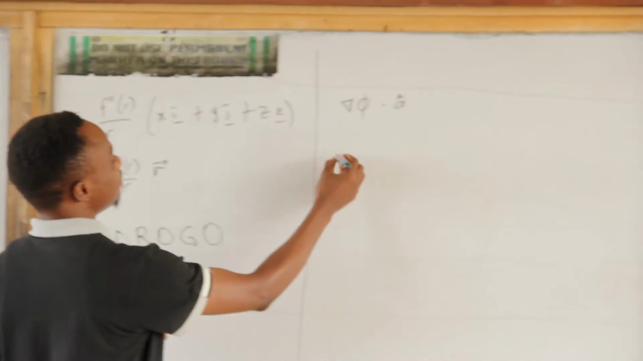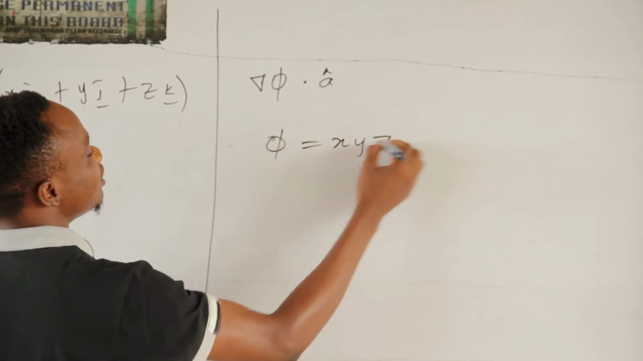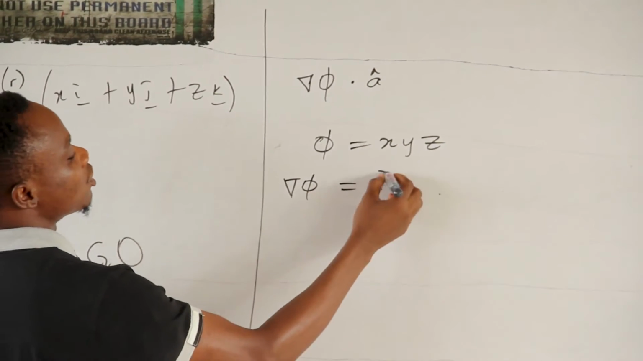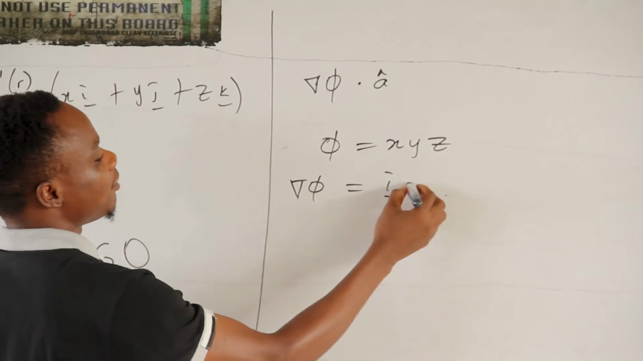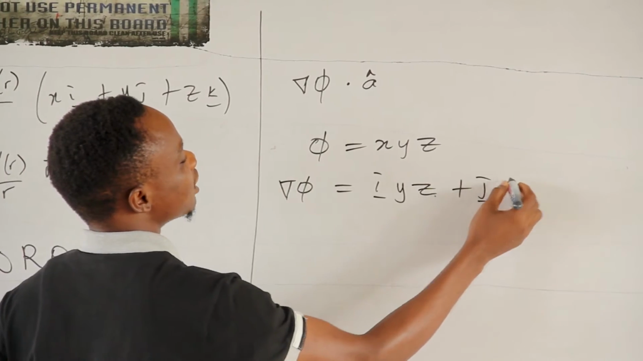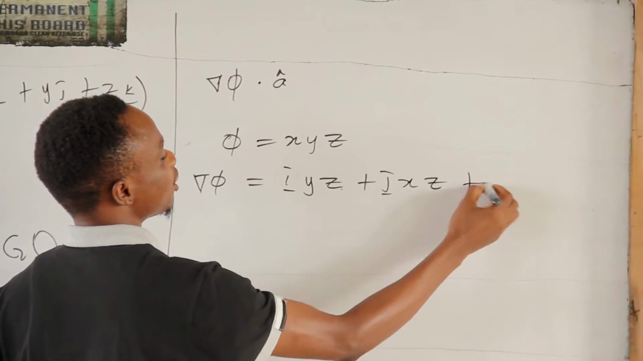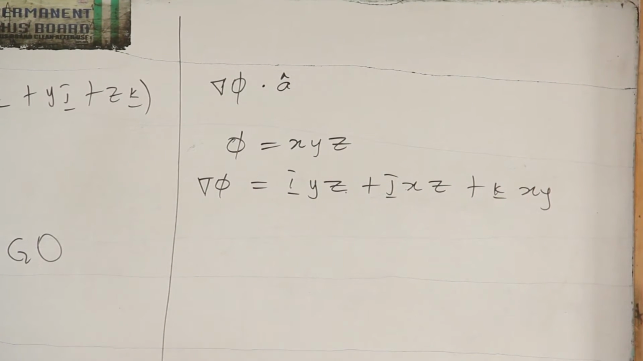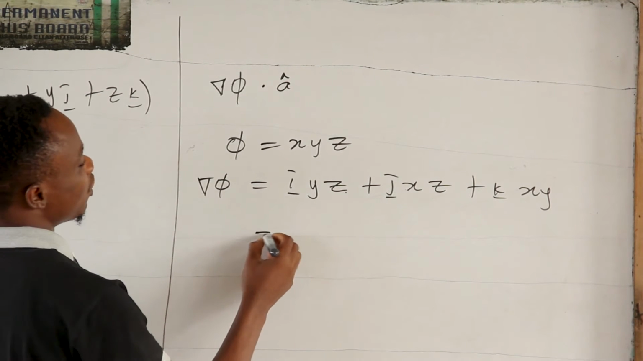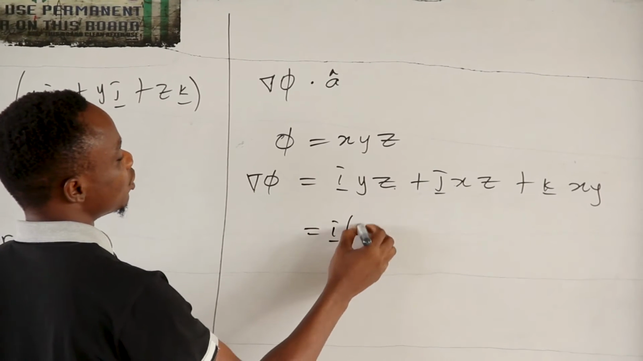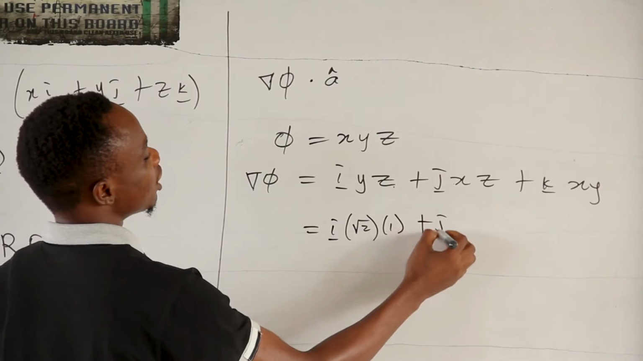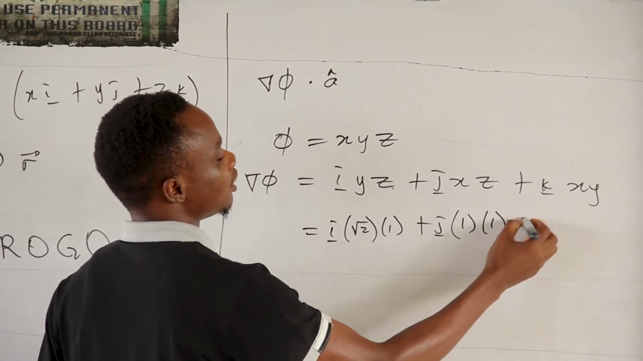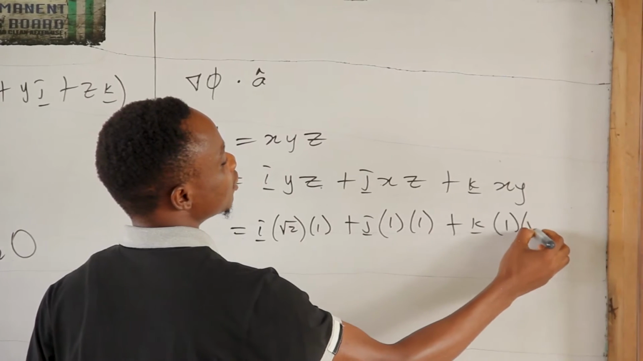Is it clear? Right, so now we are given phi equals xyz. So del phi will be equal to i, when I differentiate with respect to x, I'm going to get yz, plus j, differentiate with respect to y, I'm going to get xz, plus k, differentiate with respect to z, I'm going to get xy. So when I substitute these numbers, 1, root 2, and 1 for x, y, and z respectively, I'm going to get this thing to be equal to i into root 2 times 1, plus j into 1 times 1, plus k into 1 multiplied by root 2.